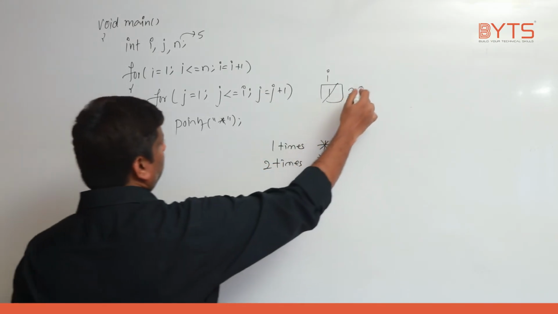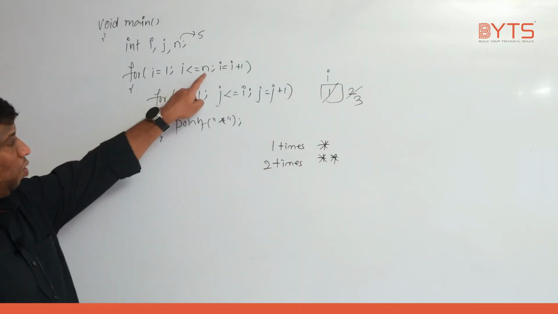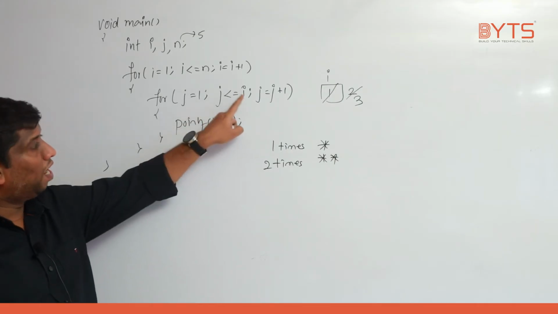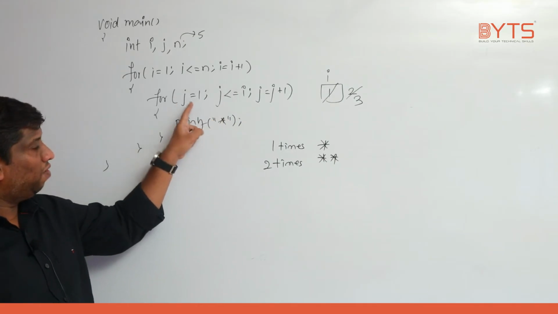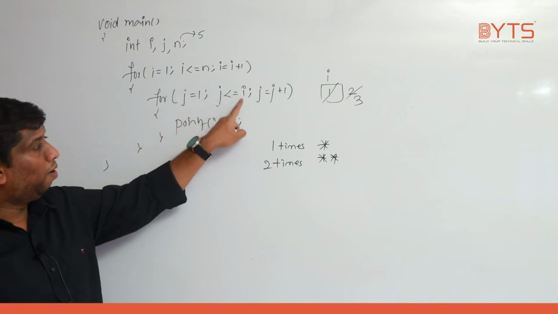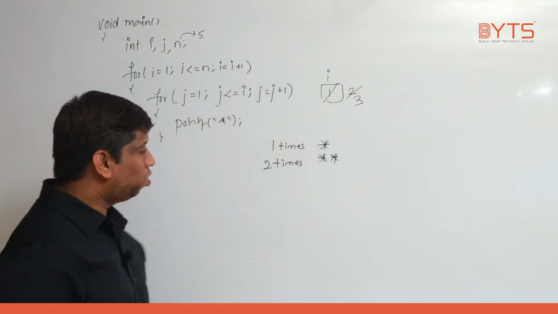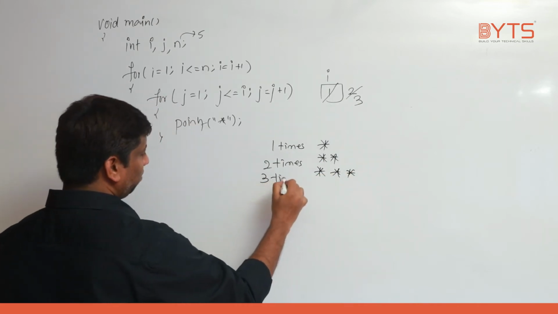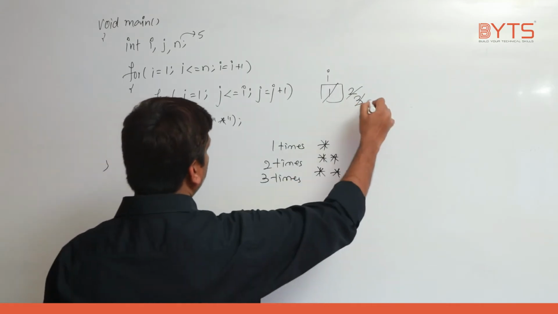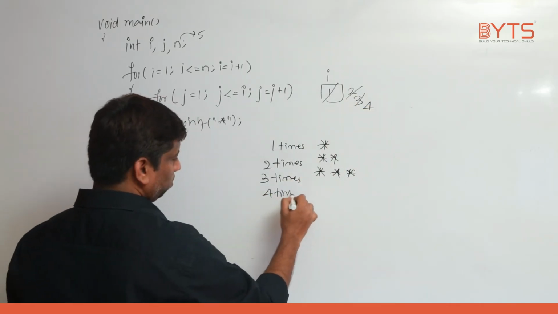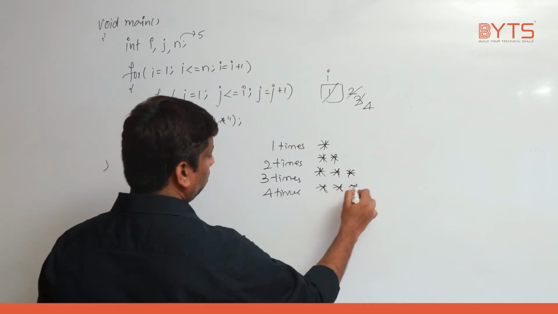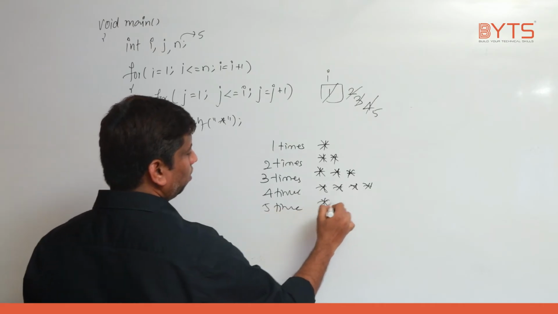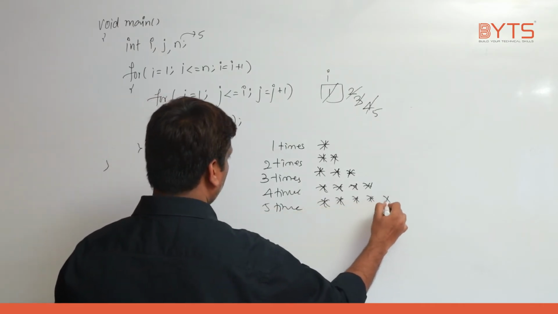Next, assume i value is 3. So, 3 less than or equal to 5 true. Come here. Again, j value is reinitialized to 1. And i value is 3, right? So, j value is always starting from 1 going up to 3. What is printed here? 3 stars are printed. And the loop repeated 3 times. If i value is 4, 4 times. If i value is 5, 5 times the loop repeated, right? I hope this is very clear what I am trying to explain to you.